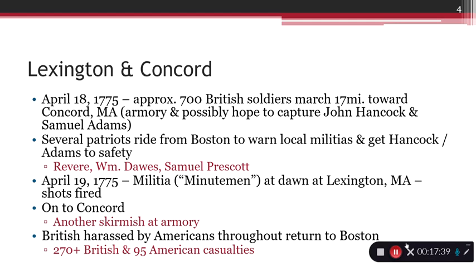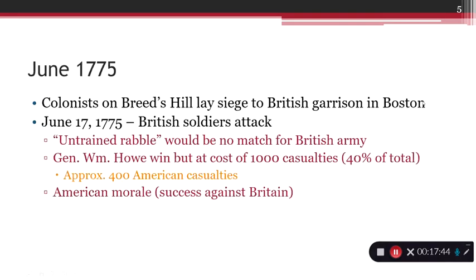So, Lexington and Concord, the first shots of the revolution. The first battle of the revolution happens a couple months later in June of 1775. And this is a result of the British occupation of Boston. So Britain has a fairly large number of soldiers in Boston proper, and the Americans want to dislodge those soldiers, right? They want to drive those soldiers out.